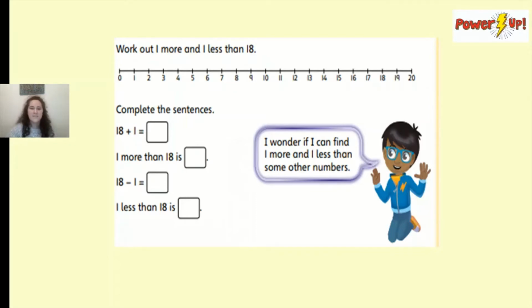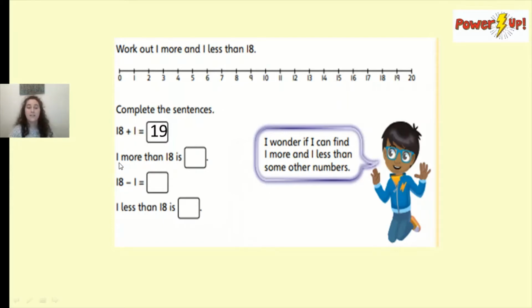Have you done that? Amazing. Let's go through the answers together. So our first one was asking us 18 plus 1 equals what? Now, if we're plussing or adding, do we need to move forwards or backwards on the number line? That's right, we need to move forwards. So let's see if we can find 18 on our number line. There it is. So I need to do one jump forwards. You ready? 1. What number has it landed on? Amazing, it's landed on 19. So 18 plus 1 is 19.